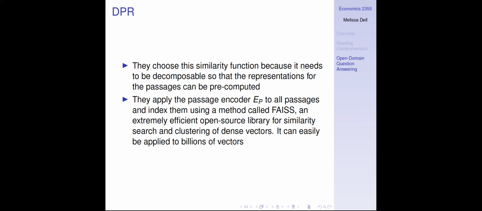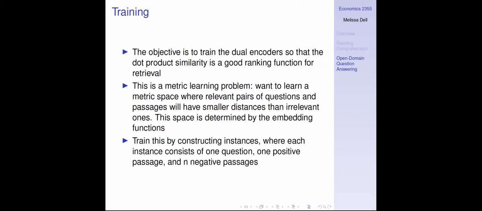They apply the passage encoder to all passages and index them using this method called FAISS, which is an extremely efficient open source library for similarity search and clustering of dense vectors. And it can easily be applied to billions of vectors. We won't go into the details of how this works, but essentially what this means is that DPR is very fast. You can have a query over something the size of Wikipedia or just a vast amount of text, and it's going to pull up the similar passages very, very quickly, which again is pretty amazing. And so, how do they train these encoders?